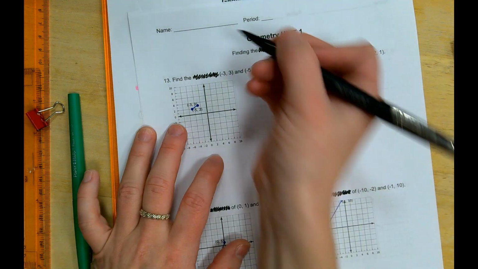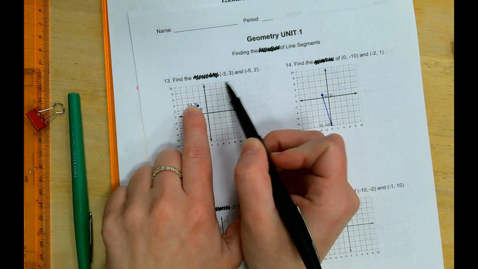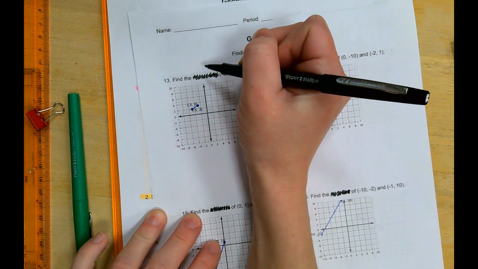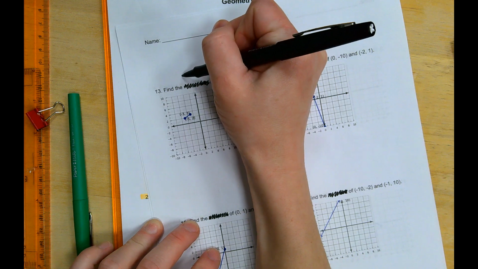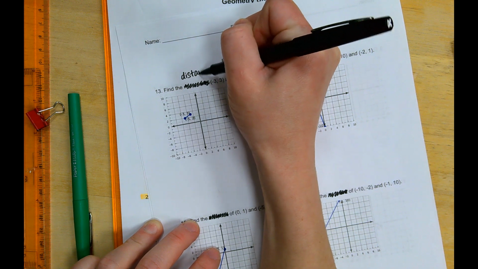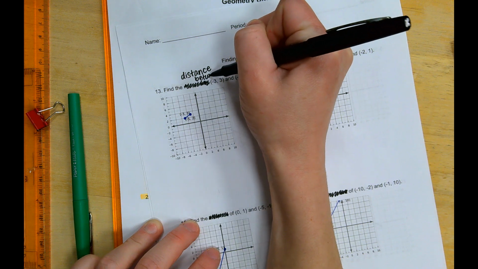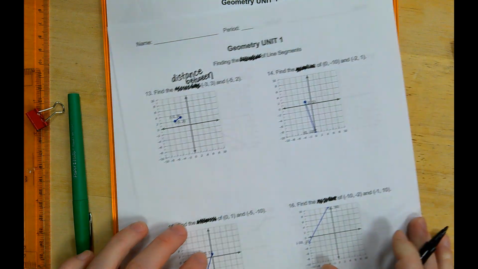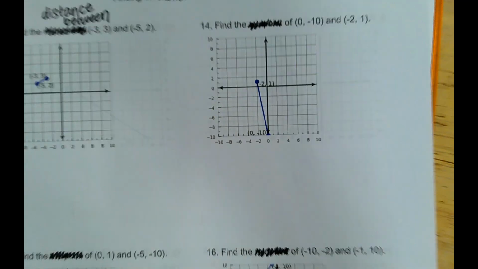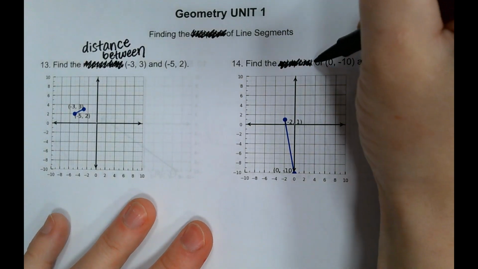Okay, so instead of saying find the midpoint of these 2 points, we're going to replace each of these with find the distance between. I'm going to do that on all of them. Find the distance between.